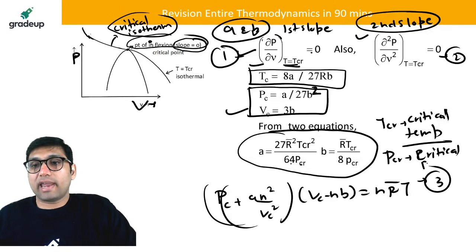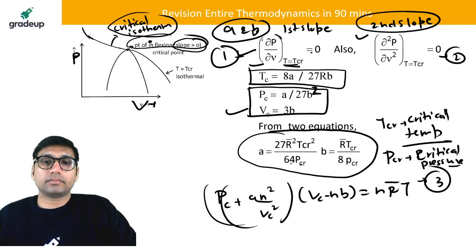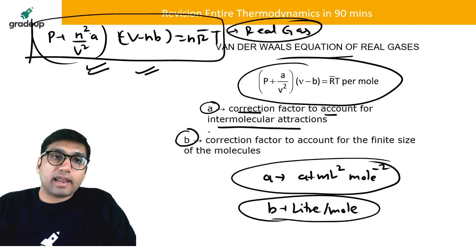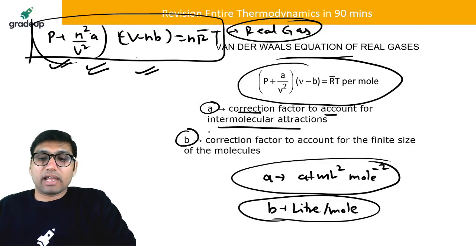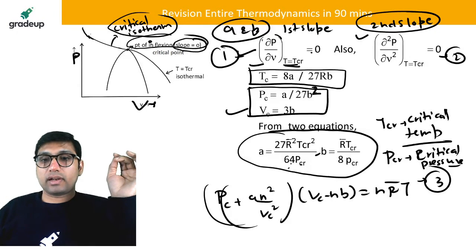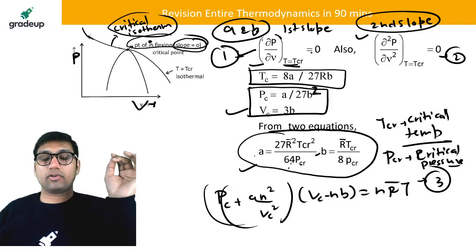So this is how you get the value of A and B that are there in the Van der Waals equation. A is equal to 27 into universal gas constant square into critical temperature square divided by 64 into critical pressure, and B is equal to universal gas constant into critical temperature divided by this. This is the result you will be getting.